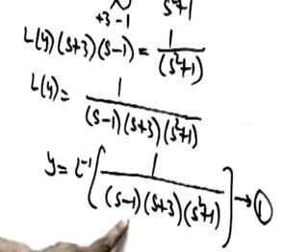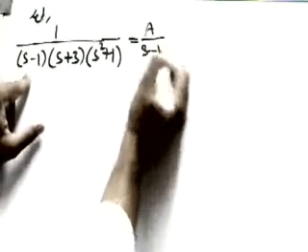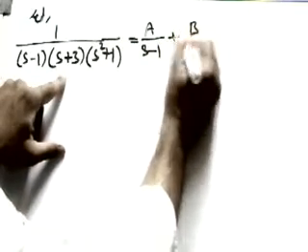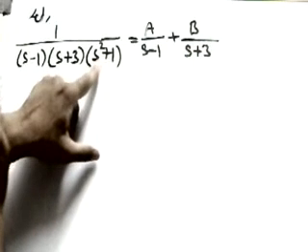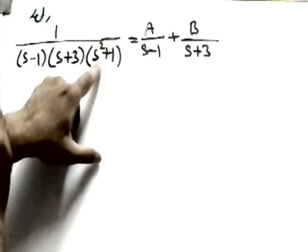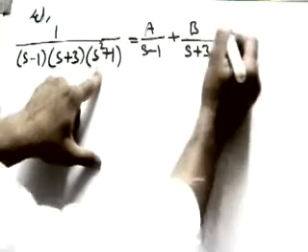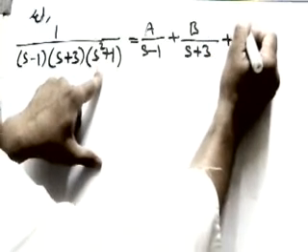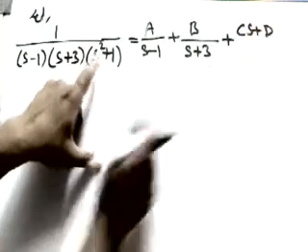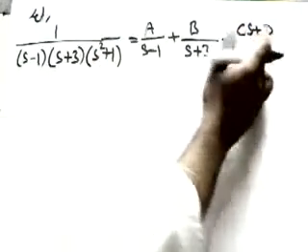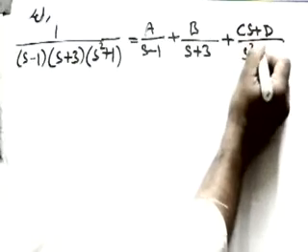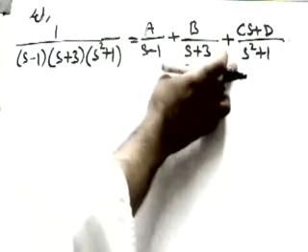Let me first solve this. We have already done this type of question. When we get factors in the denominator, we have to separate them using partial fractions. For s minus 1, suppose a by s minus 1. For s plus 3, suppose b by s plus 3. Since s square plus 1 is quadratic, we have to suppose two terms, cs plus d, divided by s square plus 1.